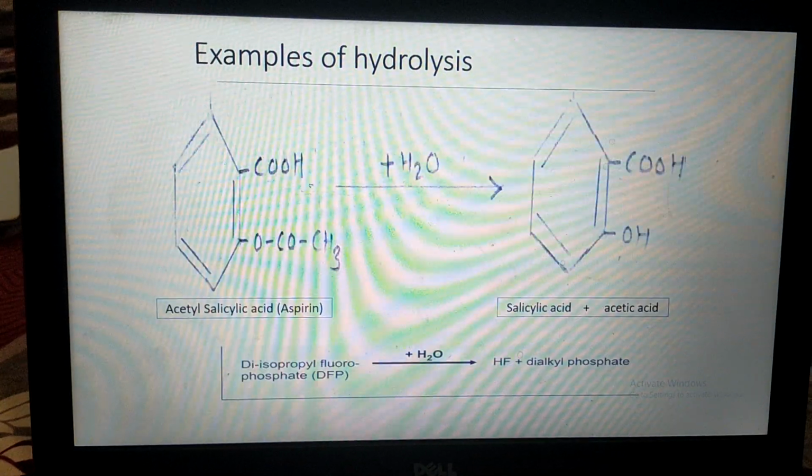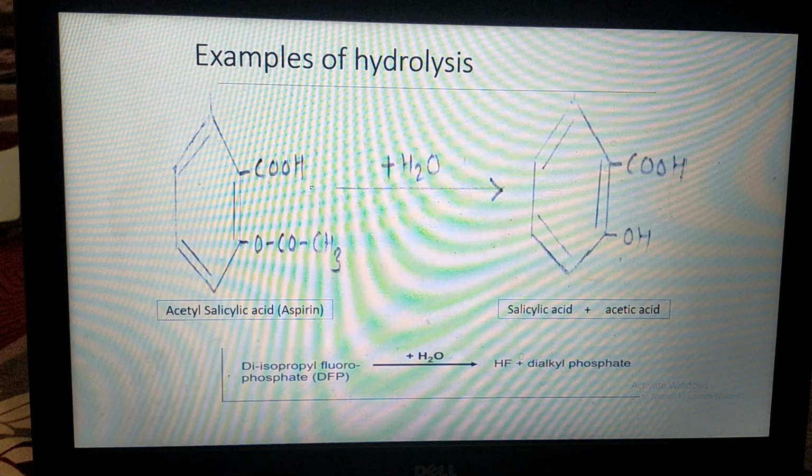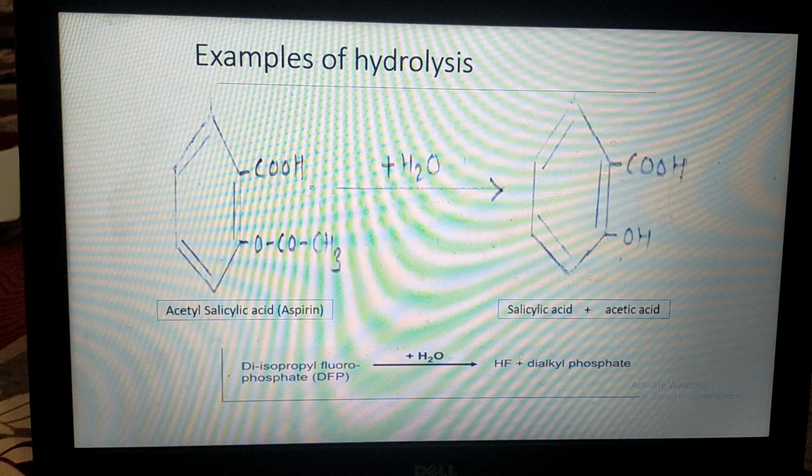The next example of hydrolysis is conversion of acetyl salicylic acid, which is also called aspirin, into salicylic acid and acetic acid. The third example is conversion of diisopropyl fluorophosphate into hydrogen fluoride and dialkyl phosphate. So these are the examples of detoxification by hydrolysis.